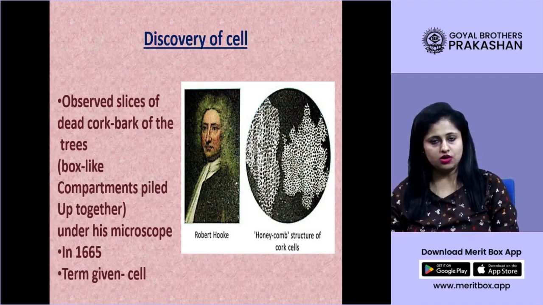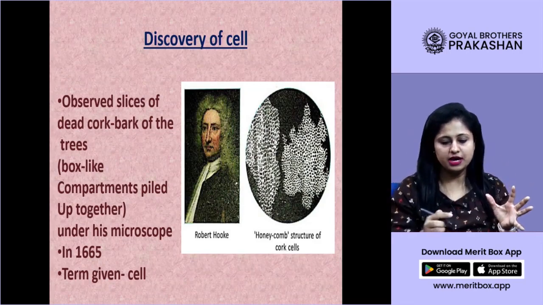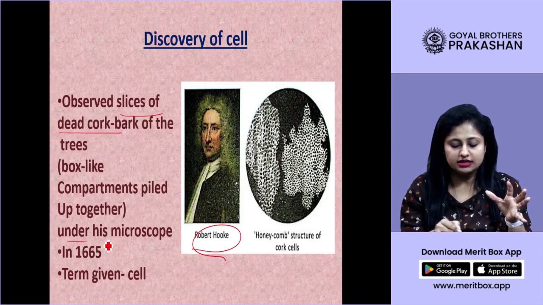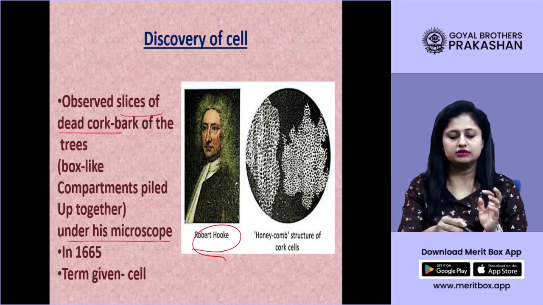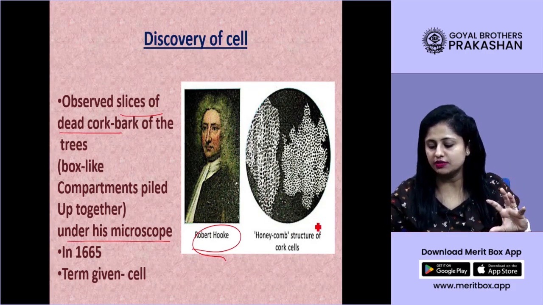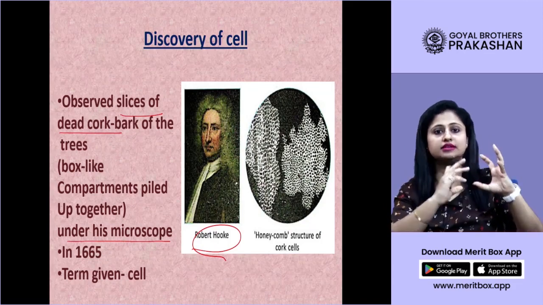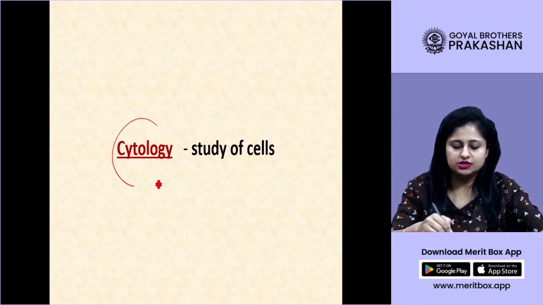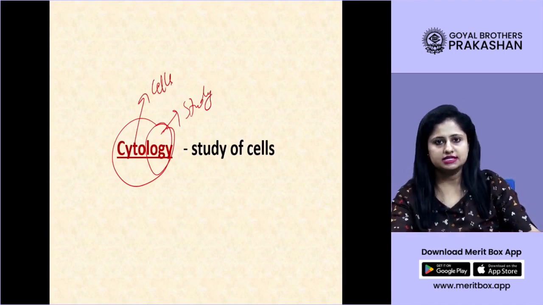The cells were first observed by Antony van Leeuwenhoek, but later the term cell was given by Robert Hooke. He was a biologist. He observed slices of dead cork under his microscope. Dead cork is part of the bark of trees, and it looked like box-like compartments piled up together. In this picture, you can see the box-like compartments, and he coined the term cell for them. Now, cytology: logy means study and cyto means cell. The study of cells is known as cytology.